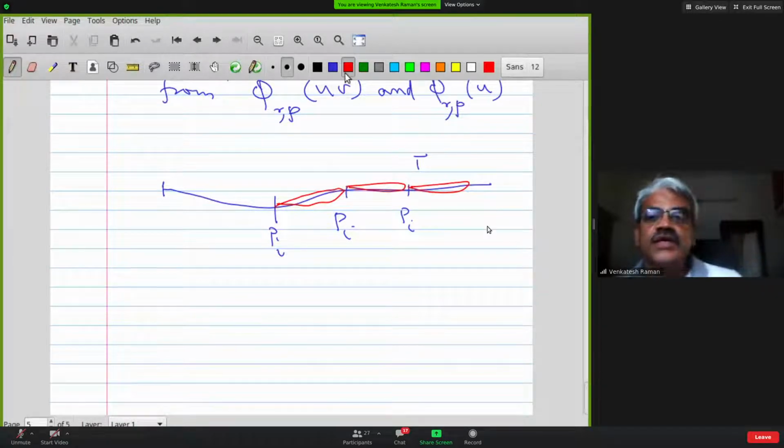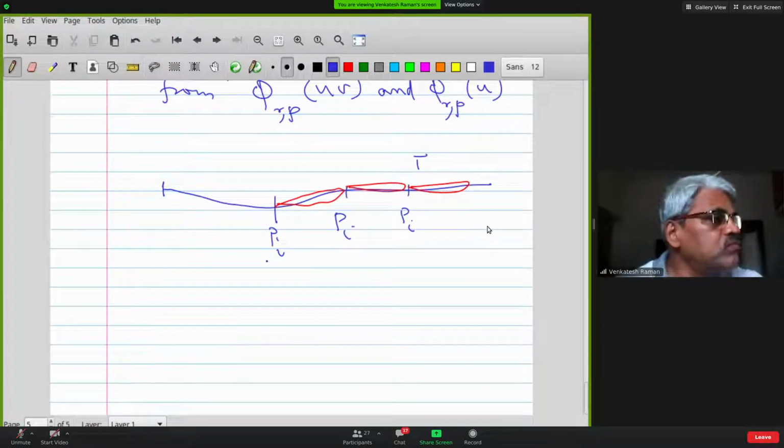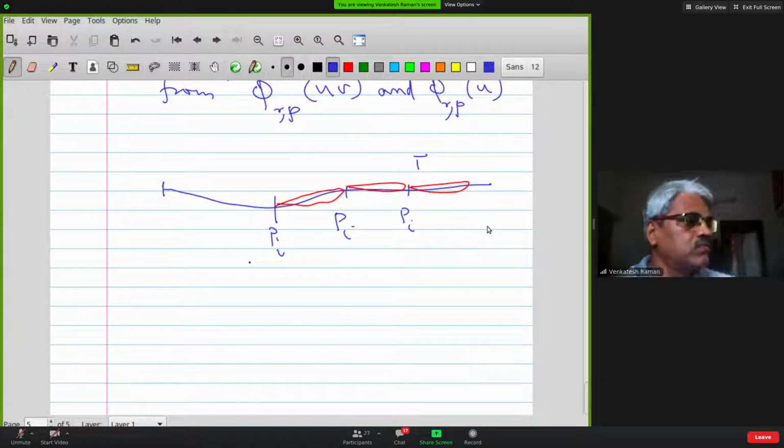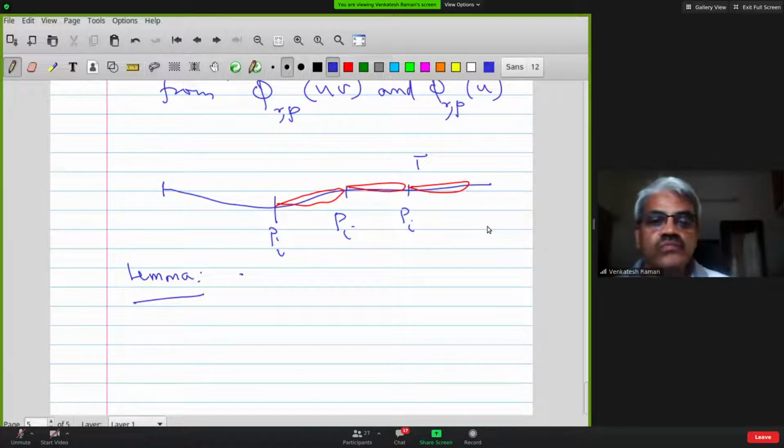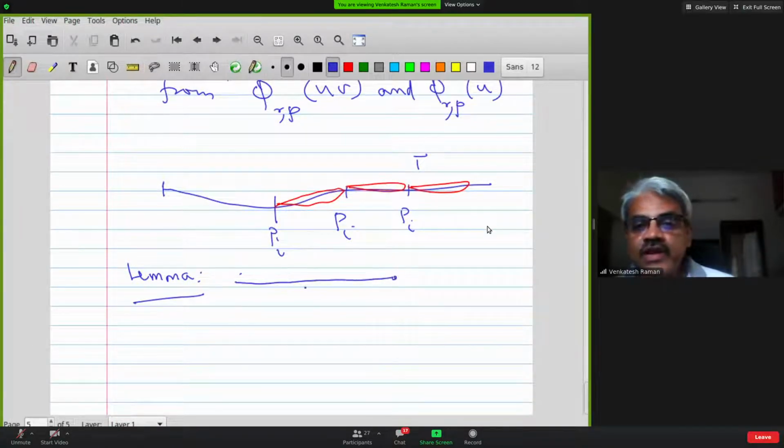So this lemma is... suppose you have this. Okay, let me draw this pictorially. So here is V, and suppose some U occurs 3 times here. They may be overlapping.